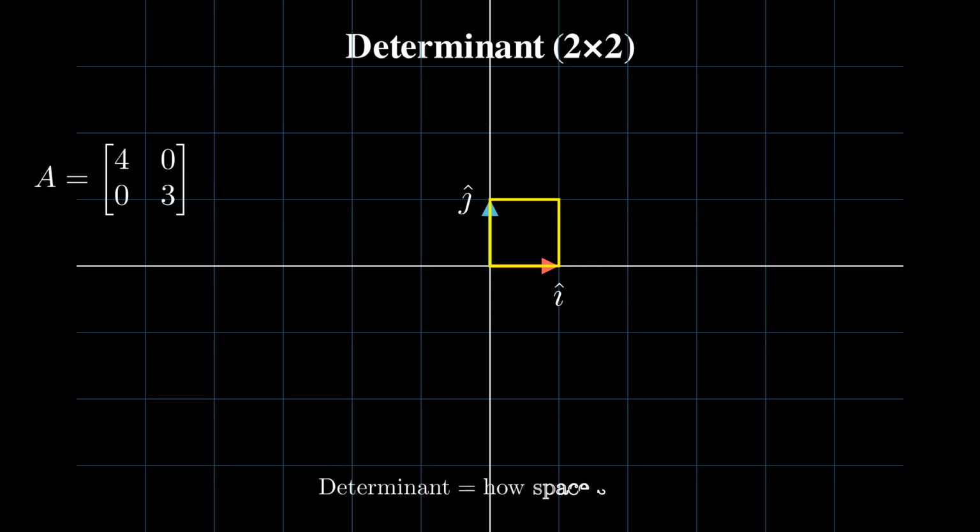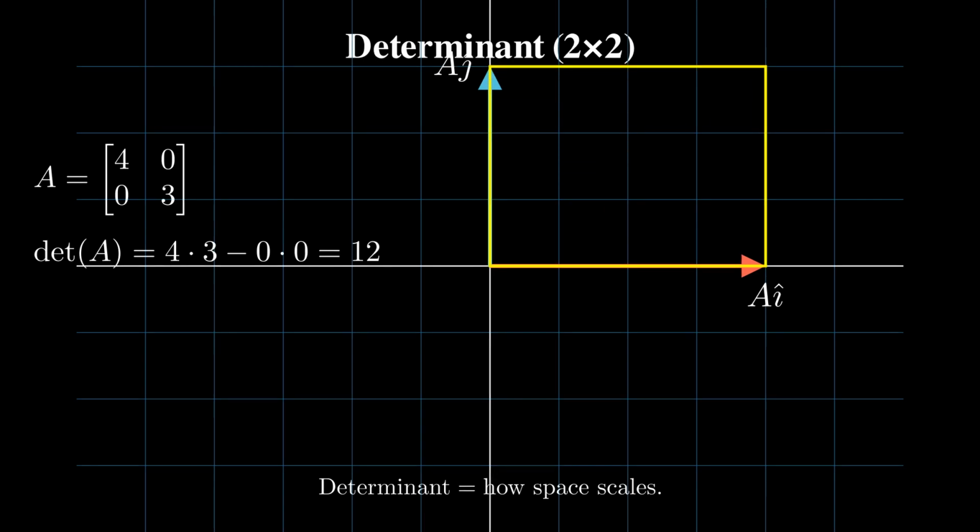Always remember, the determinant is how space scales. Say it with me, the determinant is how space scales. For this A, the determinant is 4 times 3 minus 0, which is 12. Now, watch the transformation happen. The x direction stretches by 4. The y direction stretches by 3. The unit square becomes a rectangle 4 by 3, so its area scales by 12. And that's the determinant in action. It shows us how the area scales and whether the space flips or not.